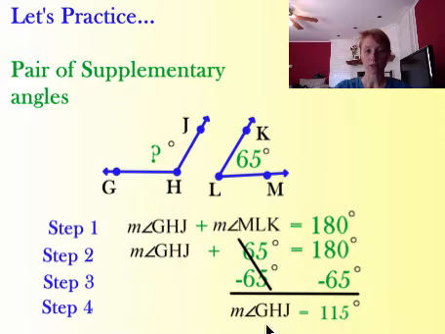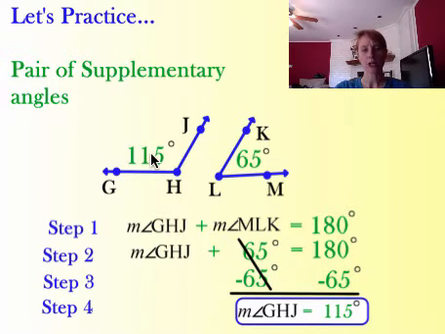So let's go ahead and isolate our unknown, which is this angle measure, by subtracting 65 on both sides. And we get the measure of angle GHJ is 115 degrees by just subtracting 65 on the right-hand side of the equation. Great, so let's go ahead and check our work. 115 plus 65 indeed does add up to 180 degrees, so it's important to go ahead and check our work after each of these problems.